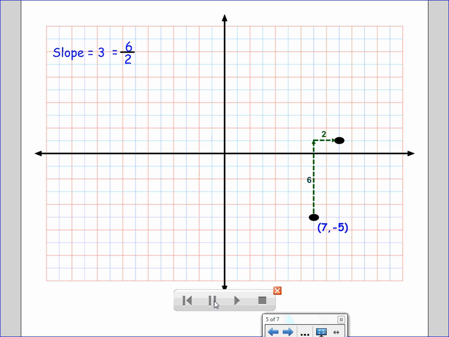Now, all we have to do, since we have 2 points, is draw a line that connects those 2 points.